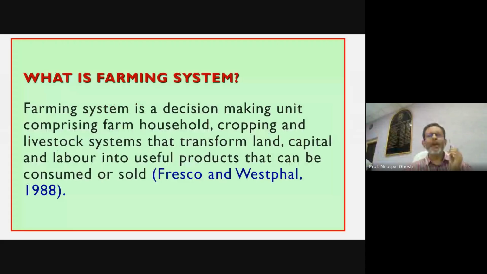And what is a farming system? A farming system is defined by many workers, many scientists. It is a decision-making unit comprising farm households, cropping and livestock systems that transform land, capital, and labor into useful products. Land is there, capital is there, labor is there. Now, this land, capital, and labor will be converted to useful products through the farming system.